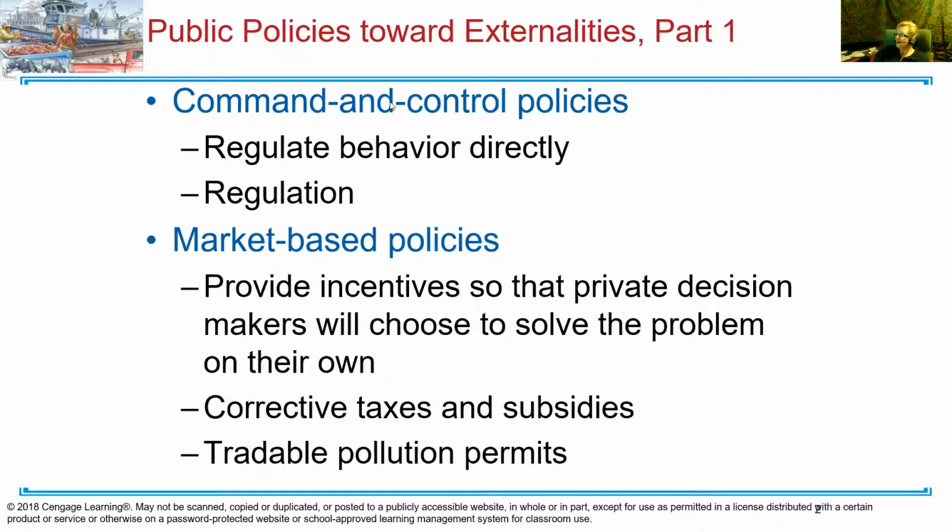Let's go ahead and talk a little bit about these two approaches. The first approach that we have are command and control policies. This is where many times we make a law that this is how much pollution you can have, or you must reduce your pollution by a certain amount. The reason that economists don't favor this approach as much is because it treats good polluters and bad polluters exactly the same. So that's kind of weird.